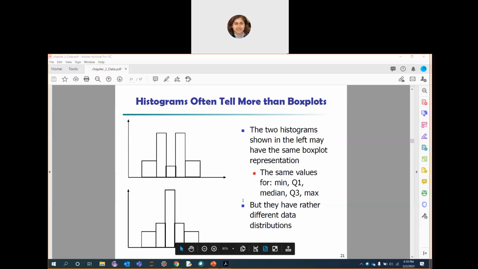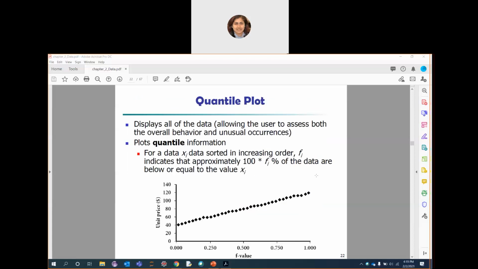Then some more about your box plot and histogram. This is mostly theory. Then here you have another type of plot.